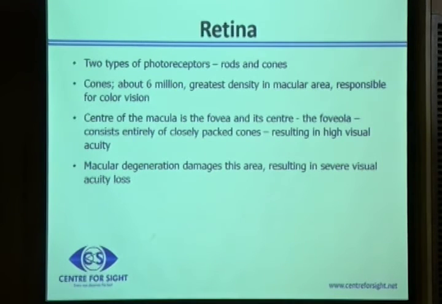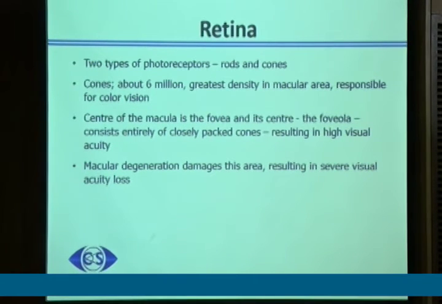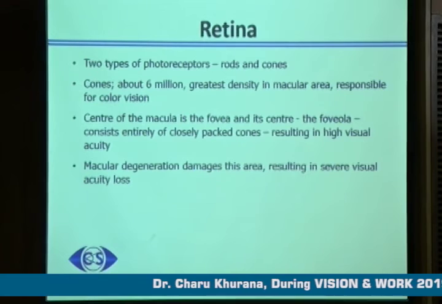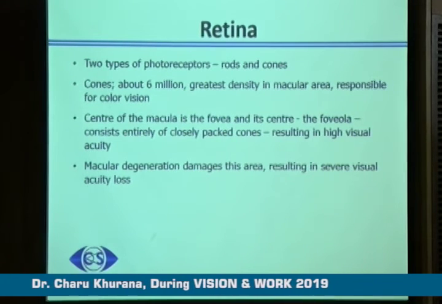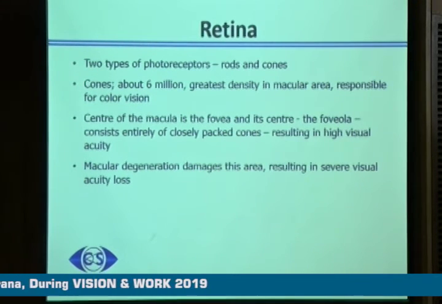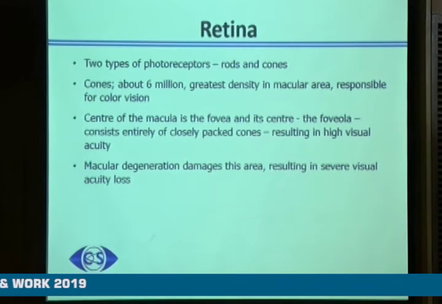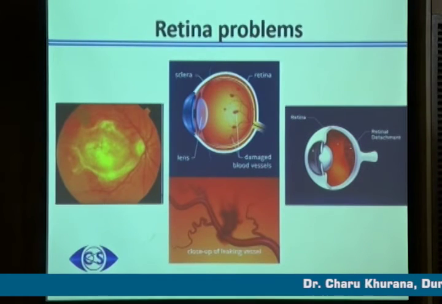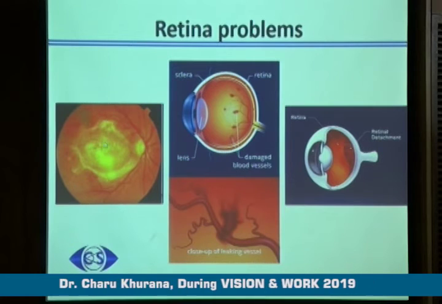But the cones need to have good light to really work. So when we have very dim light, we may not be able to discriminate color. But in bright light, we're able to appreciate color better because of the function of the cones. The cones are most concentrated at the macula, and at the center of the macula is the fovea, where the concentration of the cones is the maximum.